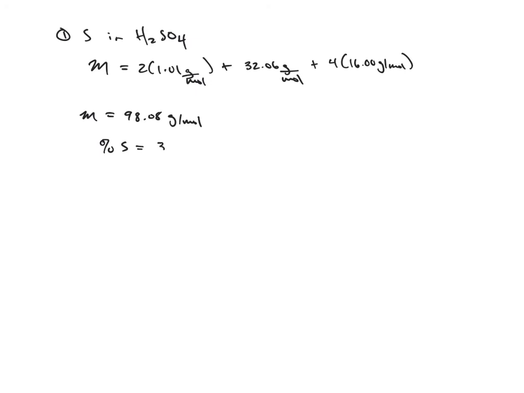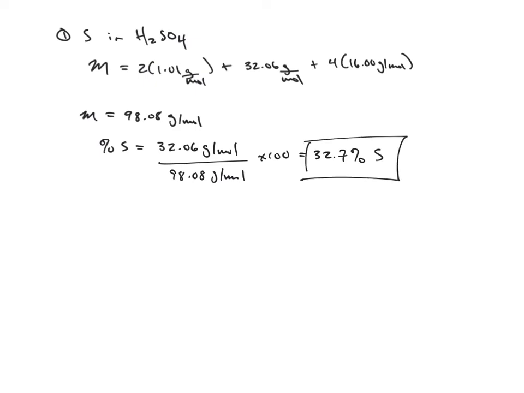Okay, if I want to figure out the percent sulfur, that's going to be equal to the sulfur's mass in total, which is 32.06, divided by the molar mass of the compound, 98.08 grams per mole, times 100. So 32.06 divided by that number, times 100 is, we'll round it to the tenths place, 32.7% sulfur. Okay, so that's how you would do one like number 1.